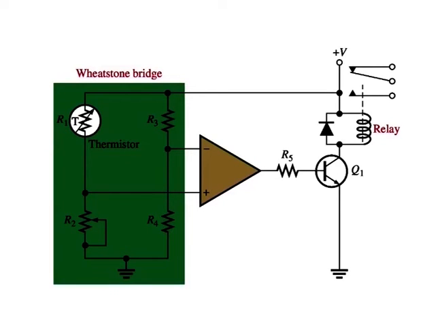As the temperature increases, the resistance of the thermistor decreases. When the temperature reaches the critical value, R1 becomes equal to R2 and the bridge becomes balanced, since R3 is equal to R4. At this point, the op amp switches to its high saturated output value, turning Q1 on. This energizes the relay, which can be used to activate an alarm or initiate an appropriate response to the over temperature condition.